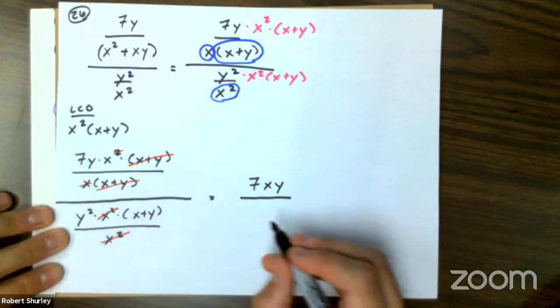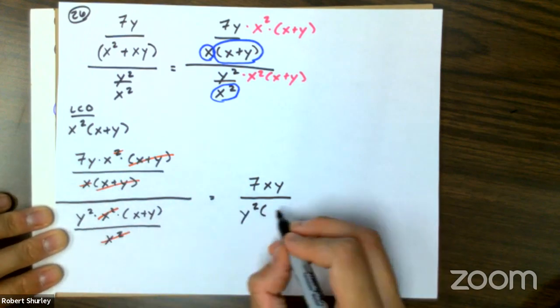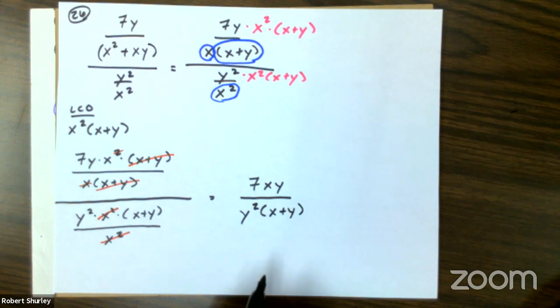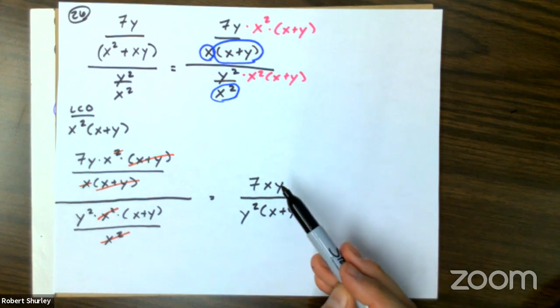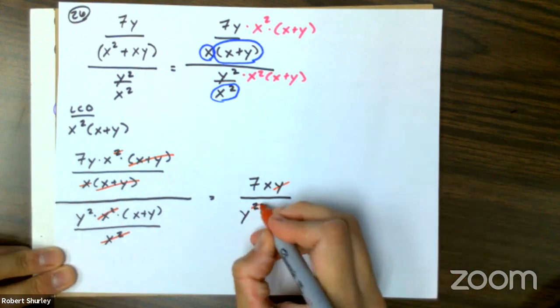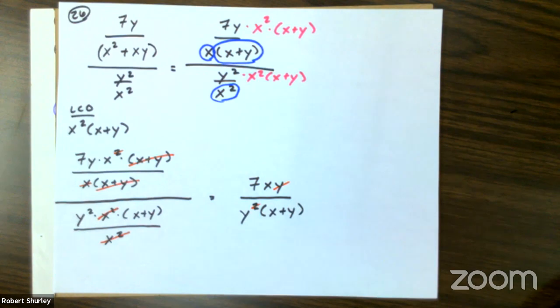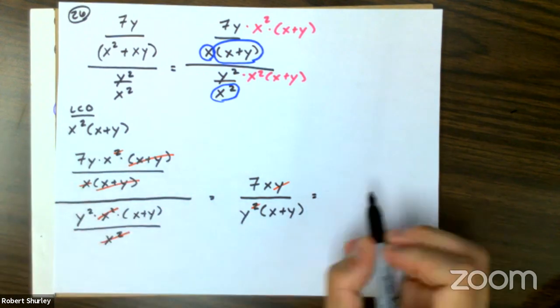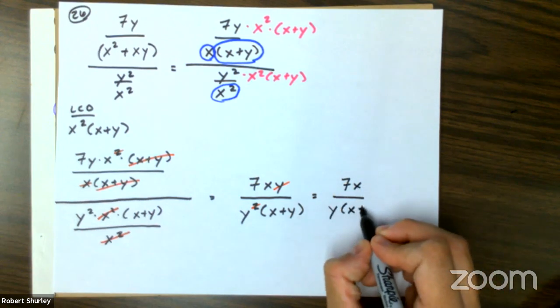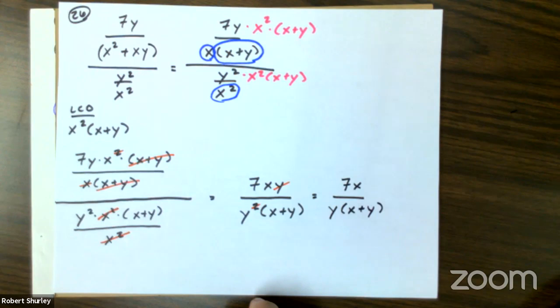In the denominator, though, we're left with y squared times x plus y, right? Y squared left with x plus y. Now, hopefully, your brain's going, hey, Mr. Shirley, there's repeating y variables, right? We've got a y up here. We've got a y squared down here. We can keep going with this. So this y can go away with one of the y's in the bottom. So that leaves me with 7x over y times x plus y.